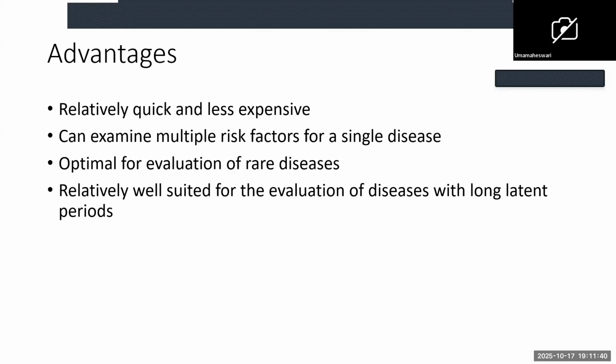It's very optimal for the evaluation of a rare disease, because a rare disease is difficult to find in a cross-sectional study. If it is a cohort, you have to follow up for such a long period, maybe 25 to 30 years. So it is very difficult. For a rare disease, you can choose a case control study. It is also, as I said, useful for evaluation of a disease with a long latent period.